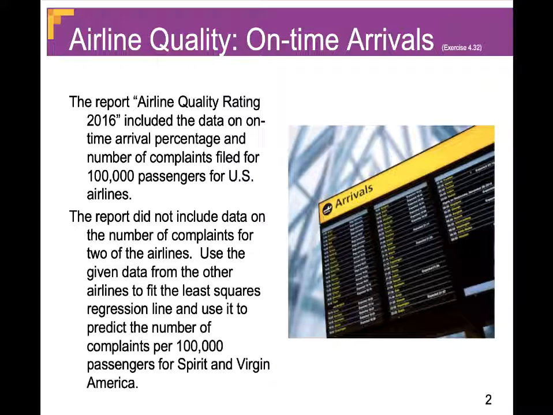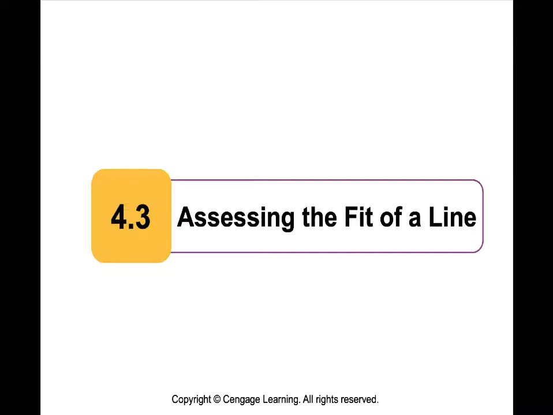We could use the given data from the other airlines to fit the least squares regression line and use it to predict the number of complaints per 100,000 for those 2 missing airlines, Spirit and Virgin America. So how do we do this, and how confident are we going to be that our prediction for these unknown values is going to be correct? So in section 4.3, we're going to assess the fit of this line.